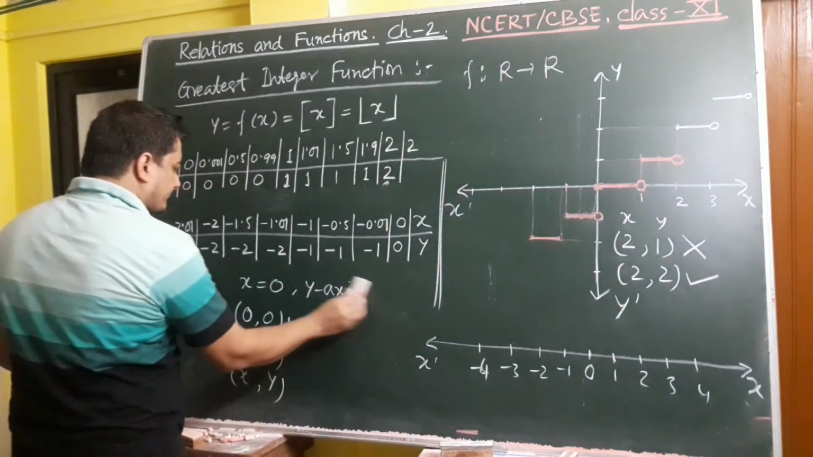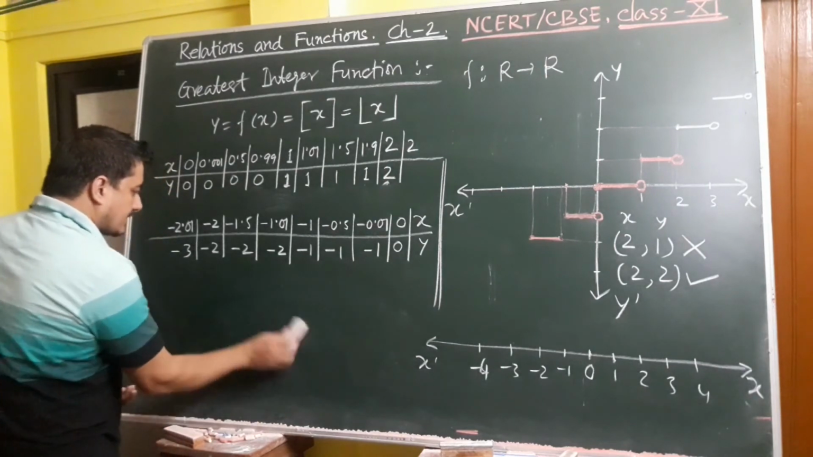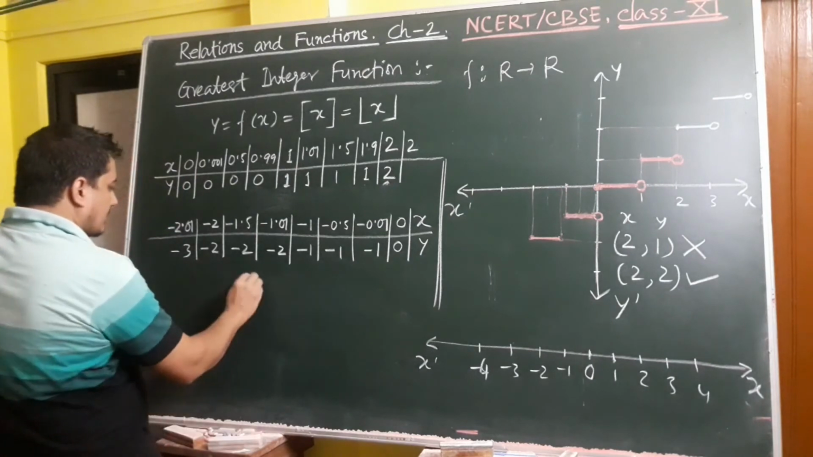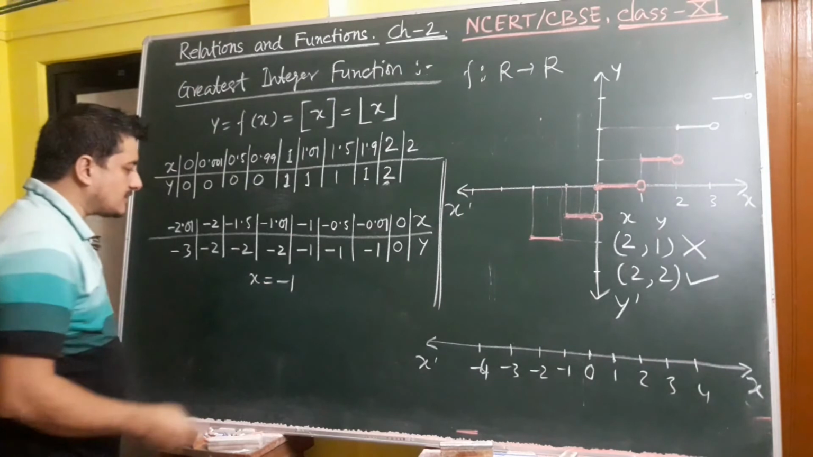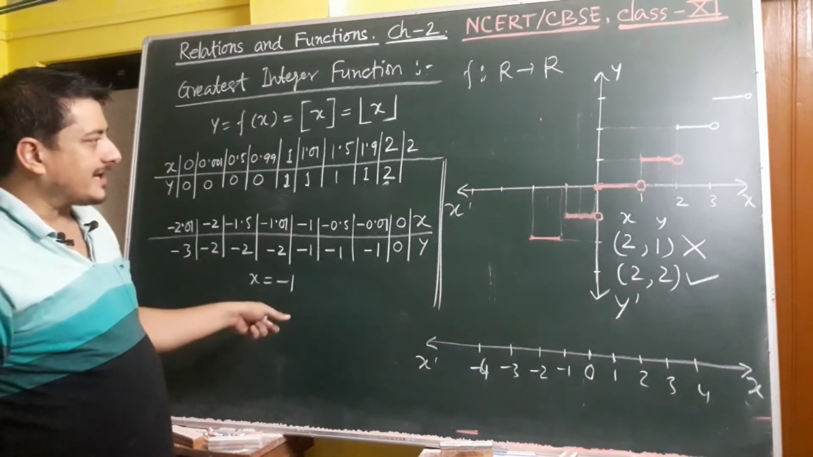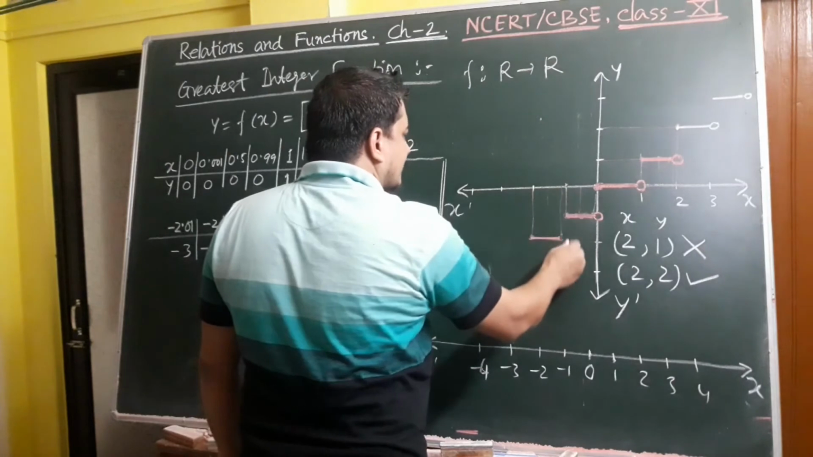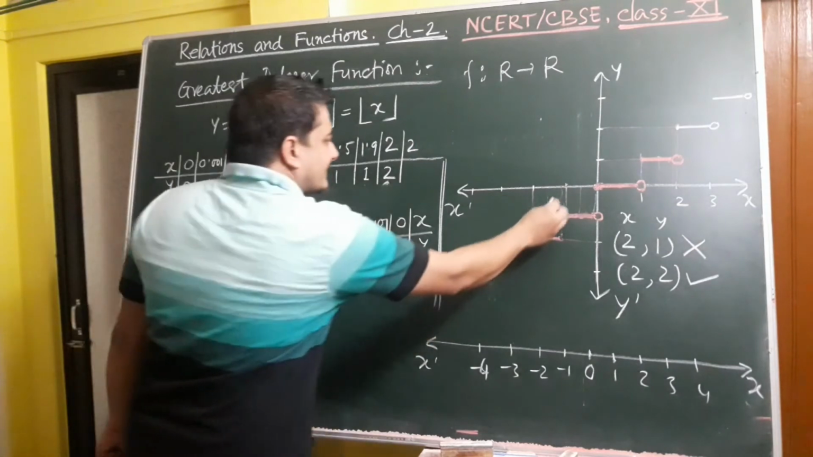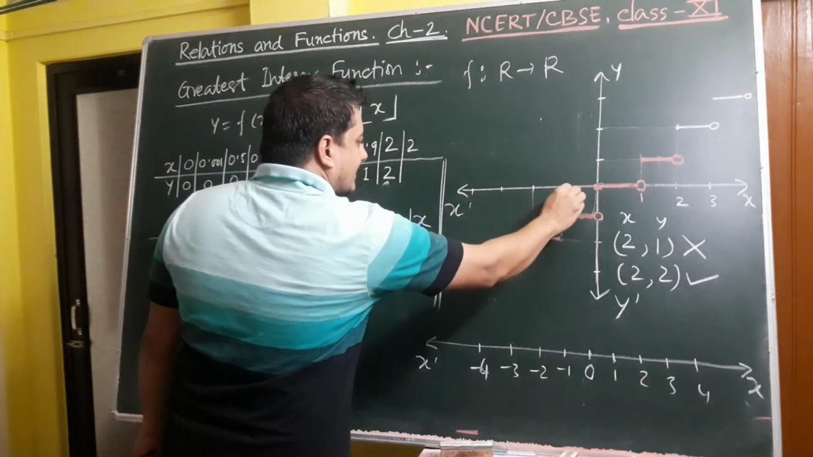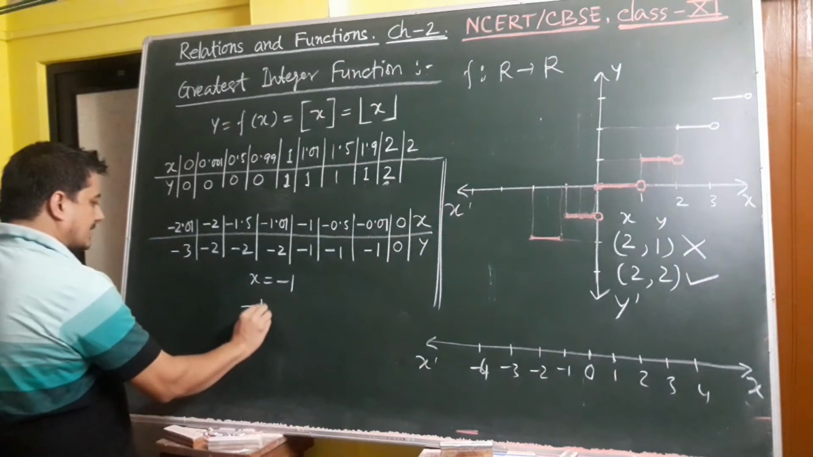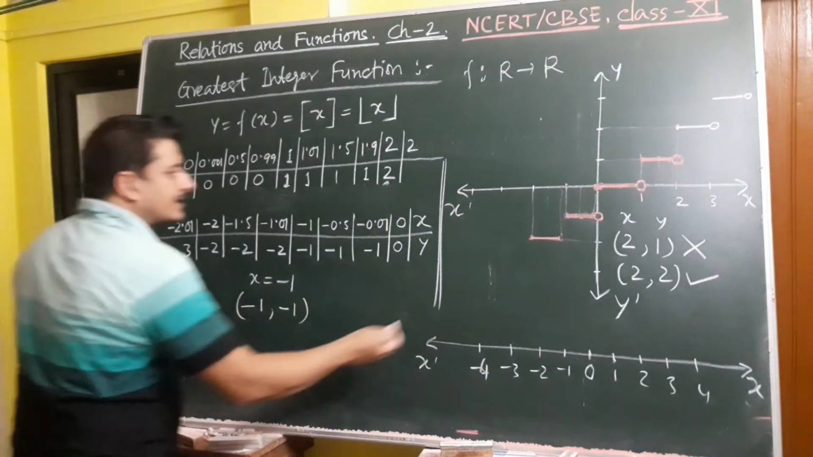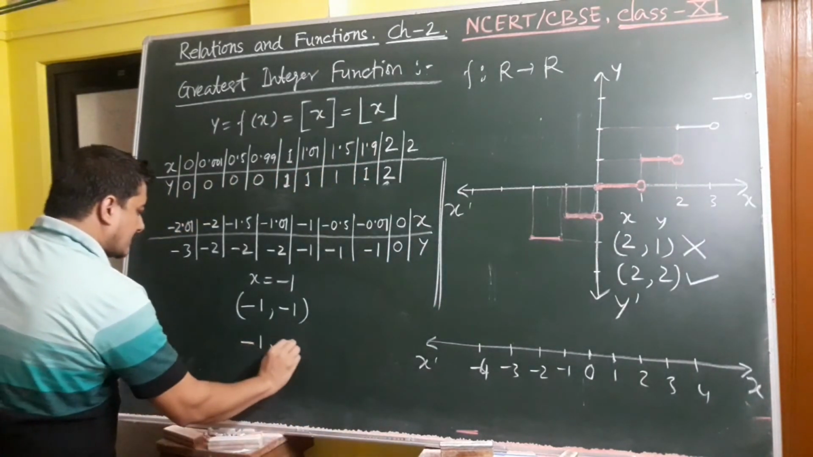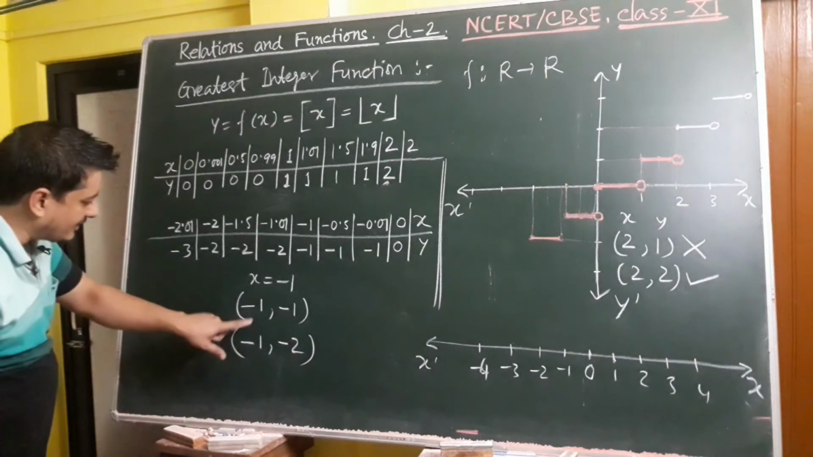Similarly, what if you take x equals minus 1? This will be a line parallel to the y-axis passing through x equals minus 1. Here, what are the two points that I get? That is minus 1, minus 1. So I get two points: minus 1, minus 1 is one point, and the other point is minus 1, minus 2. You see the same value for x.